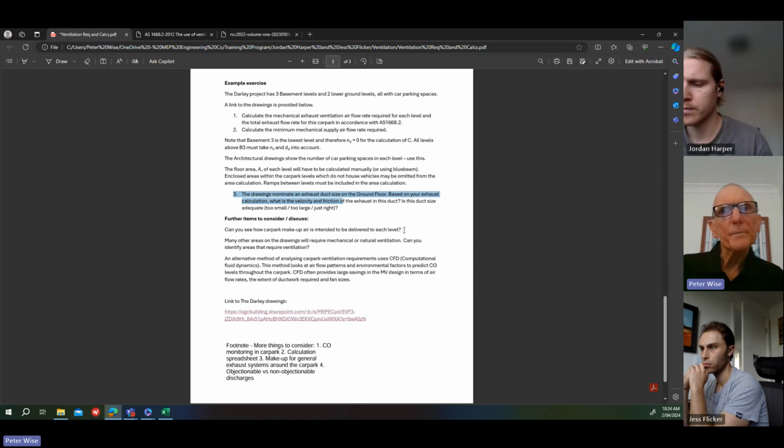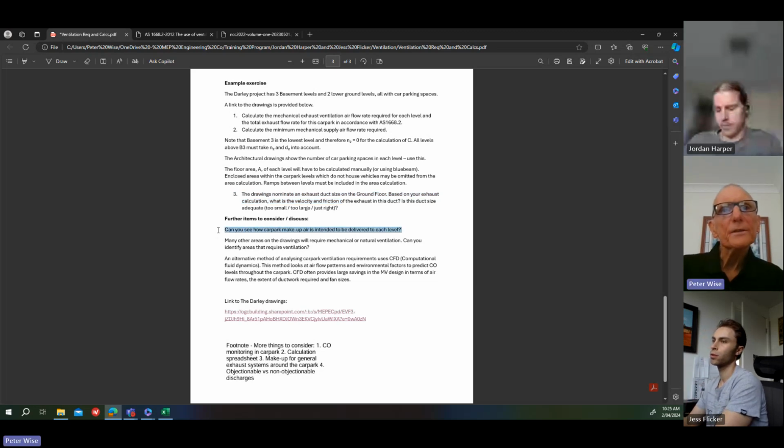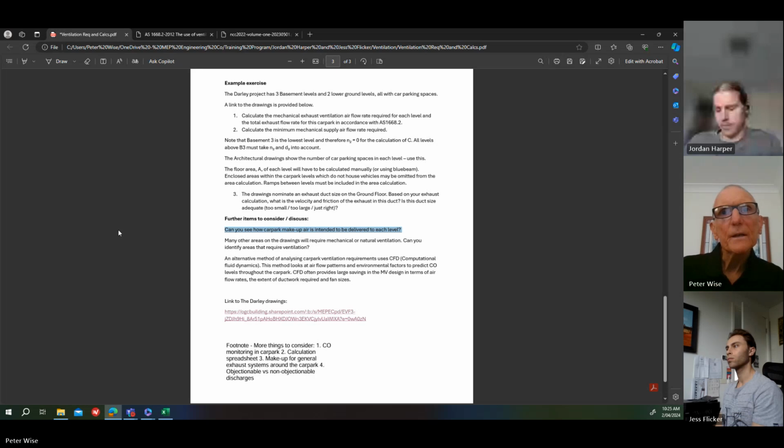So just a few other things to think about as you do these calculations. Firstly, can you see how car park makeup air is intended to be delivered to each level? You're looking at architectural drawings, not mechanical drawings. But if there's provision for a car park supply air riser, it should be shown on the drawings. So just have a look for that. Where is the makeup coming from? If you're down in B3, the air's not going to find its way from the ground all the way down to B3 to make up the exhaust. It will to a certain extent, but you really need a supply system going down there.